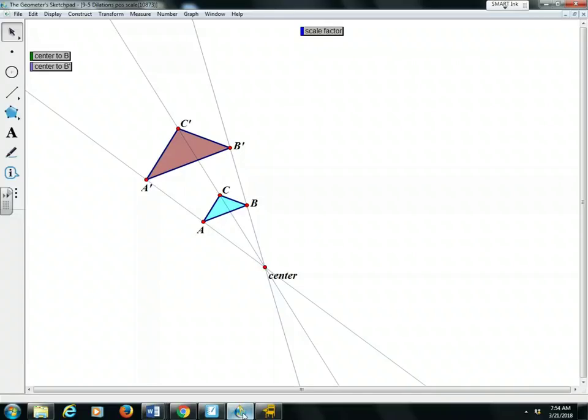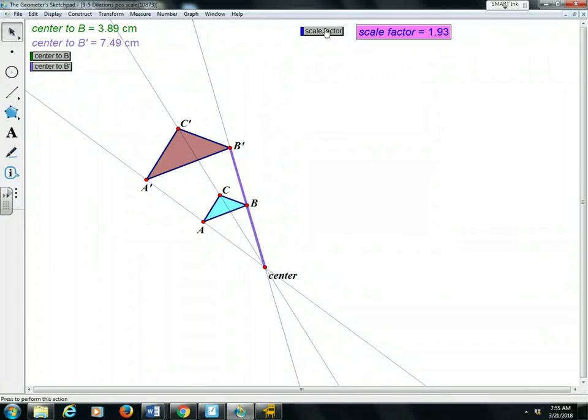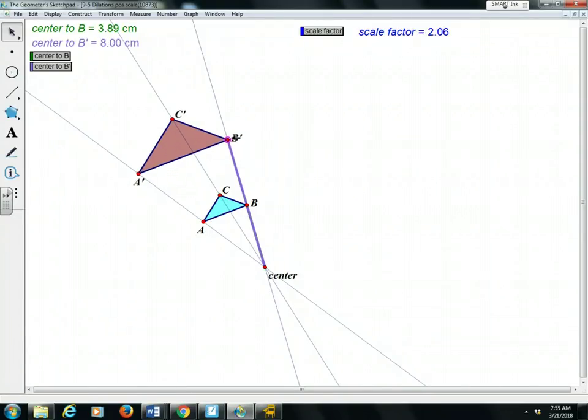So here we have our center point, as you can see where it says center right there. We have triangle ABC and the dilation for the image A prime, B prime, C prime. The distance from the center to point B, for example, is 3.89 centimeters. The distance from the center to B prime is 7.49 centimeters. And the scale factor right now is 1.93. Now I'm just going to make the scale factor 2. It's going to be 2 on the nose. There we go.